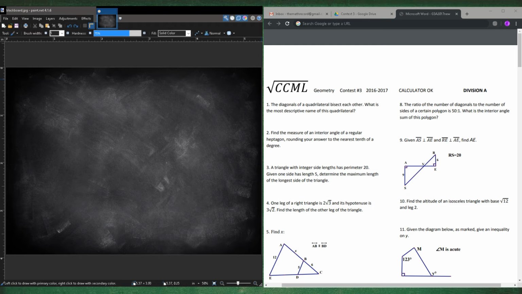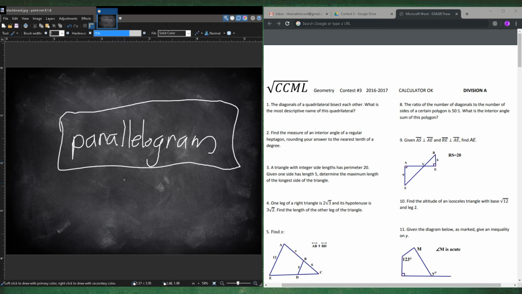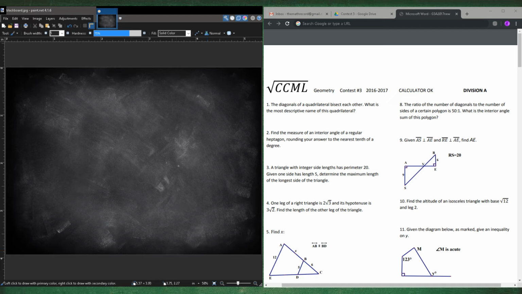Okay, number 1. The diagonals of a quadrilateral bisect each other. What's the most descriptive name of this quadrilateral? Okay, this is basically something you just need to know, that if the diagonals of a quadrilateral bisect each other, it's going to be a parallelogram. It's just something you have to know. I don't know how you could prove this with math, but you could if you want, but if you just memorize it, you would know.